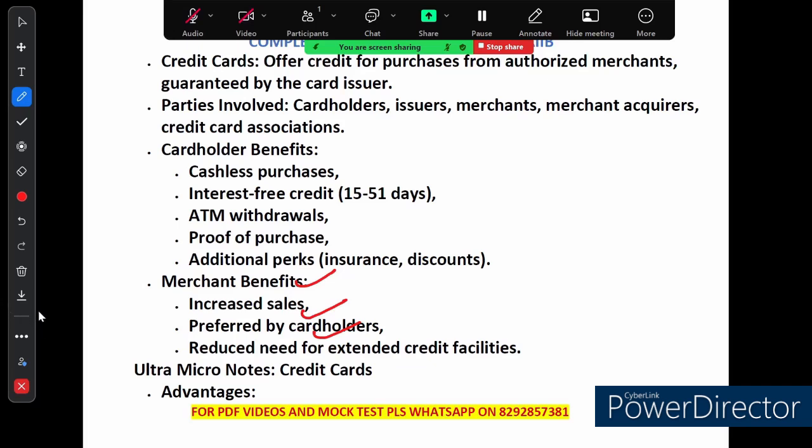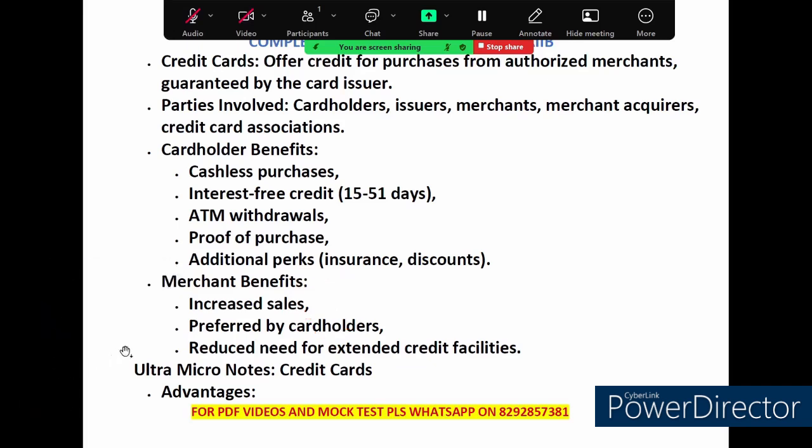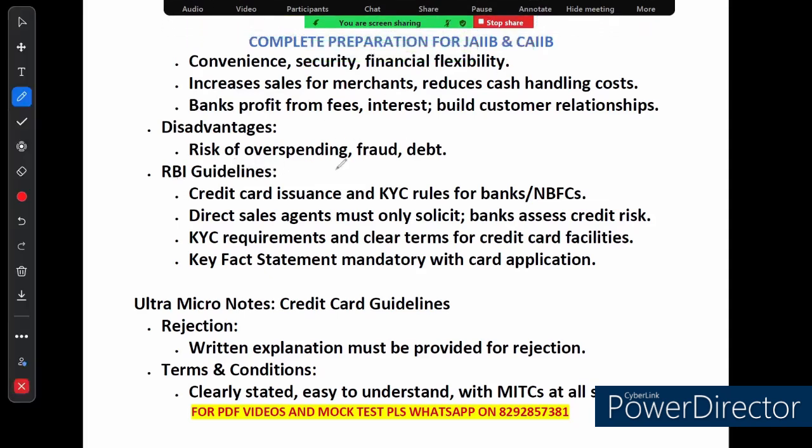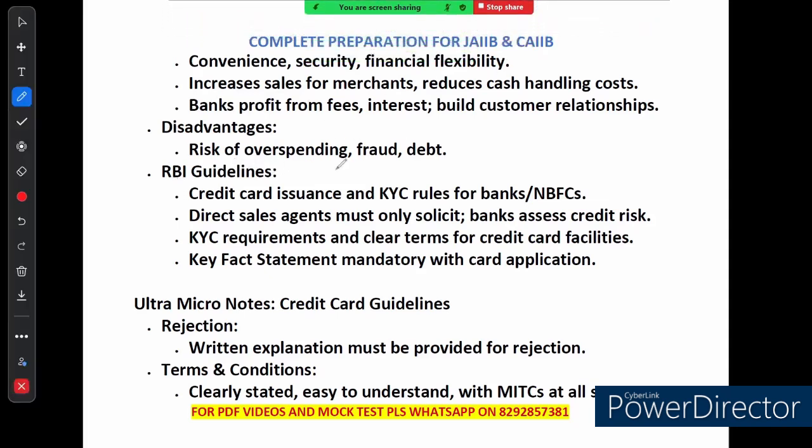Now let's talk more about this particular credit card. So what are the RBI guidelines? I've told you the advantages and disadvantages, convenience, security, etc. Okay, what about the RBI guidelines? Before issuing a credit card, a bank or NBFC must follow a strict KYC rule, that is know your customer rule, to verify your identity. They also use direct sales agents, that is called DSA, to promote cards, but it is the bank's job to assess your credit risk and decide whether to issue the card.